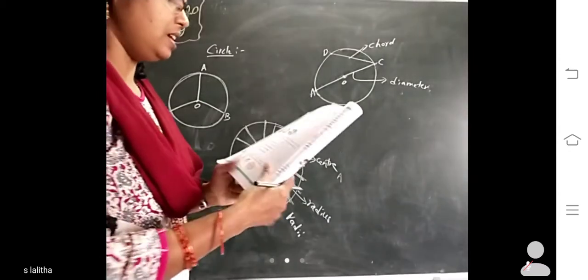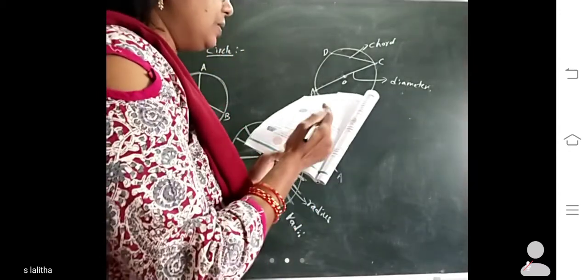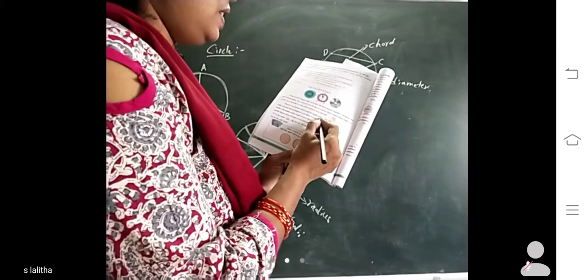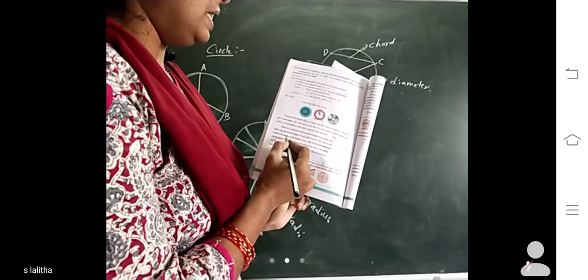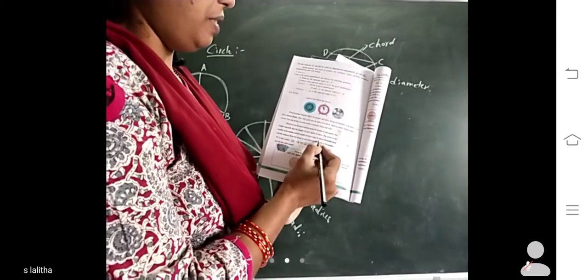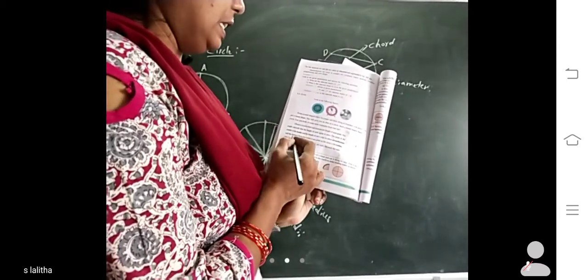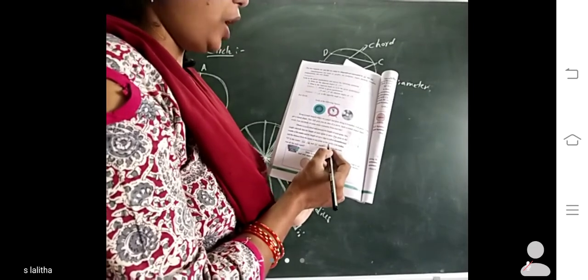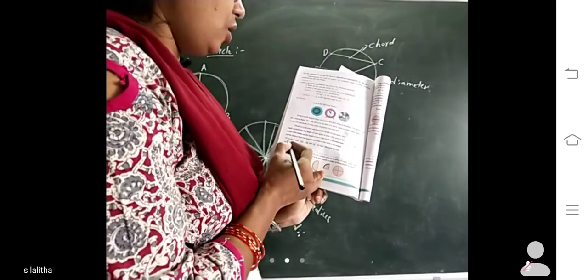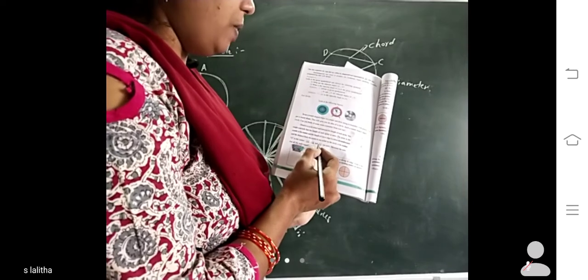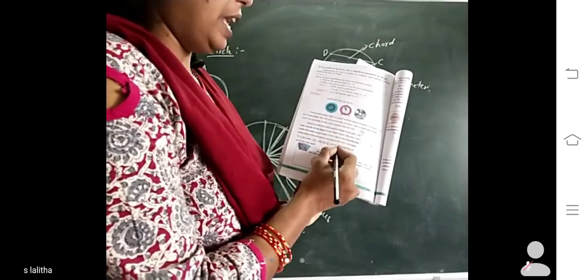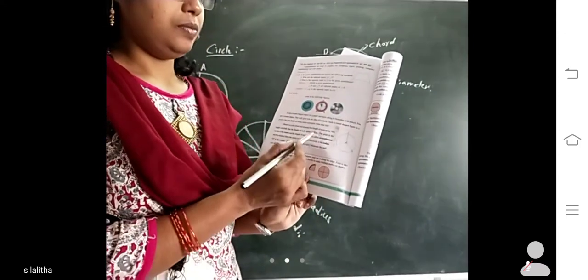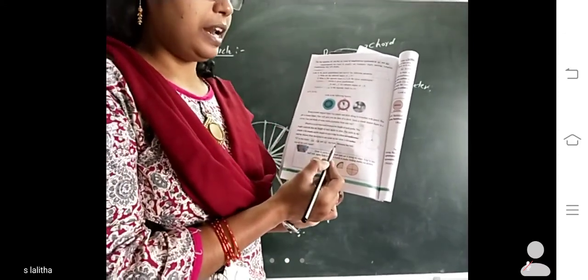And next, see here, page number 128. The point in the middle is the center, and the length of the curved edge is called circumference. And the distance from the center to any point on the circle is the radius. O is the center, OA, OB, and OC are radii. Okay, up to here, right? Radii.